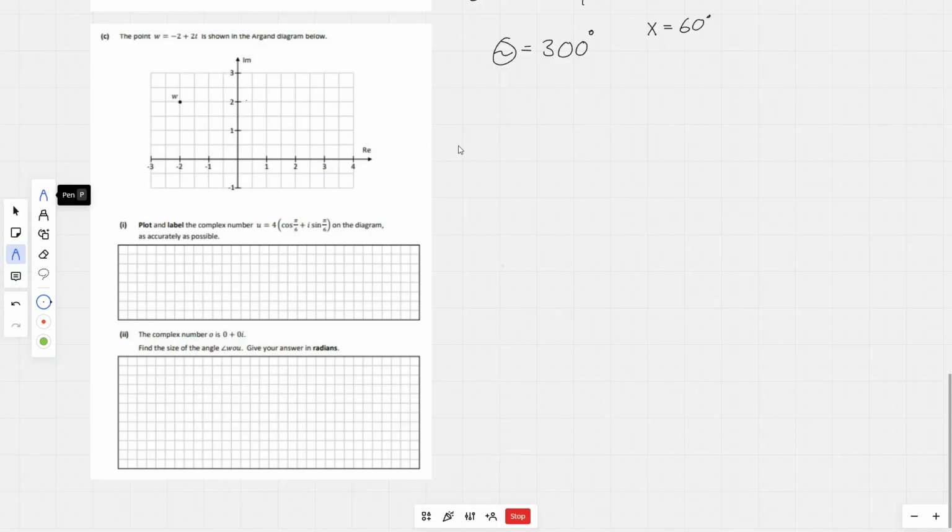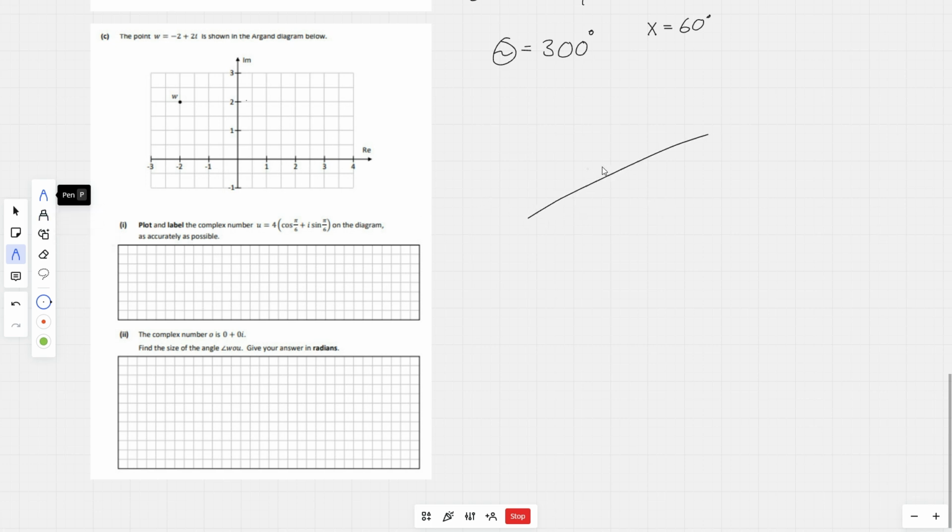The point w is equal to minus 2 plus 2i is shown in the Argand diagram below. So we have to plot and label the complex number u is equal to 4 cos pi over 6 plus i sine pi over 6 on the diagram as accurately as possible. So let's go ahead and do that. This number 4 here will represent the distance from the origin. No matter where the point will be, it will be a distance of 4 from this origin. So that's the first thing that we know.